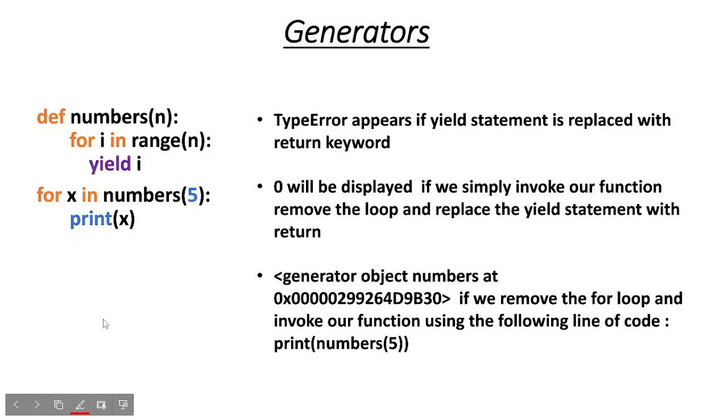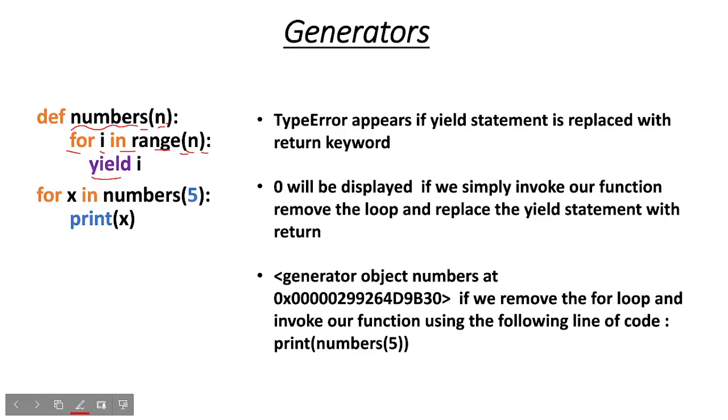So here we have a function called numbers. Inside the parentheses, we have the n parameter. Then inside our function, we have the for loop. So we have for i in range, and inside the range function's parentheses, we have the n parameter as an argument. Now inside our for loop, we will have the yield statement.